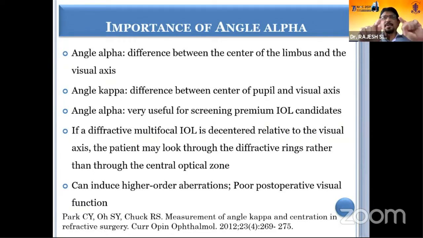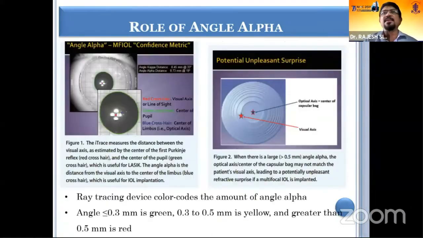And there should not be a great difference between the visual axis and the corneal and the IOL center. So as I said, angle alpha is the difference between the center of the limbus and the visual axis. Angle kappa is the difference between the center of the pupil and the visual axis. And angle alpha is very important for screening premium IOL patients, because if you put in a diffractive IOL and it's a high angle alpha, then instead of the light refracting from the central part, the central rays will refract from the diffractive plates, and that will induce aberration.